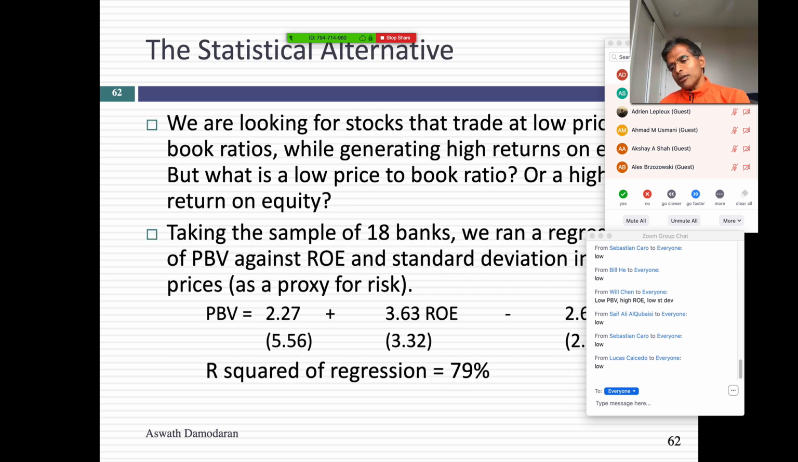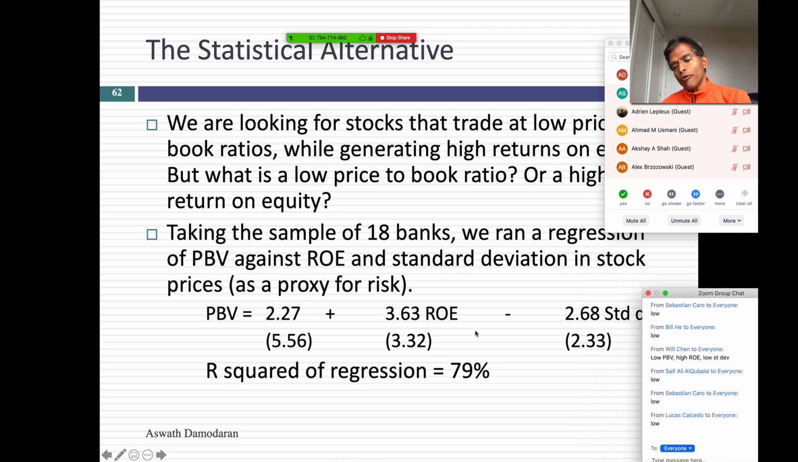So I'll give you the other thing I did. And this is going to be the last thing for today. I took the banks and I ran a regression of price to book against return on equity and standard deviation. First, tell me whether the coefficients make sense. Higher return on equity stocks have higher price to book ratios. That makes sense, right? Higher risk stocks have lower price to book ratios. The T statistics pass muster, they're greater than 2. The R squared is 79%.